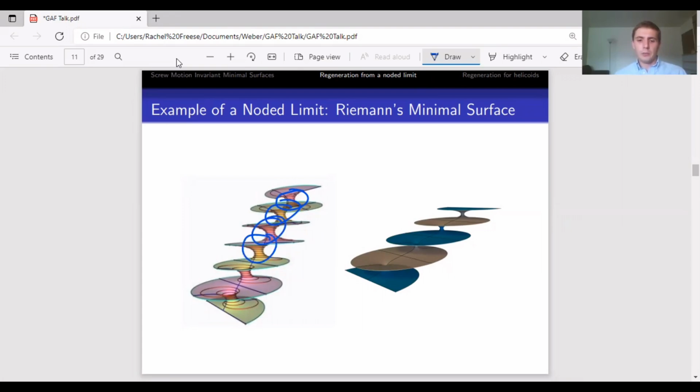And as you push that to the limit, the catenoids get smaller and smaller, and it basically just becomes planes that are joined together at little points. So that's not obviously a minimal surface, but it's the limit. It degenerates to a nodal limit. So let me explain what that is.